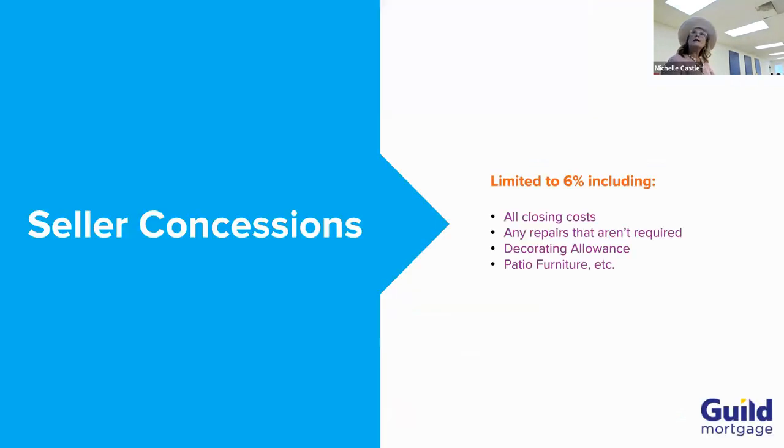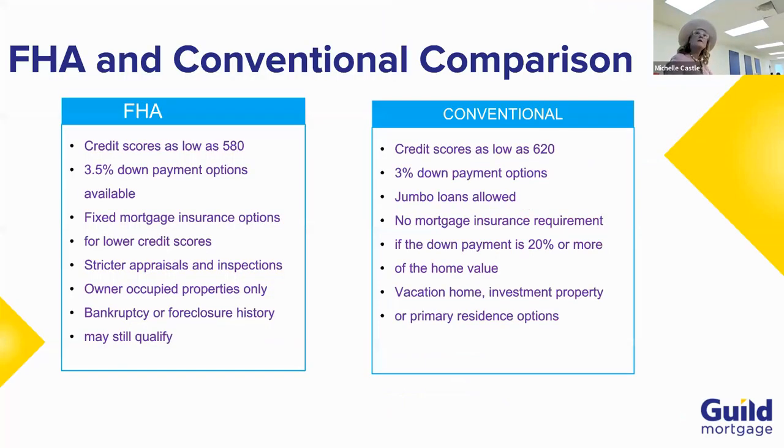Seller concessions on an FHA loan are capped at 6%. We're not really seeing any of those. 6% is $12,000, and we don't see that many contracts written with that much concession right now, but it is possible. Just an overview, the comparison, because we get asked a lot: what is the difference between a conventional and an FHA loan? Well, here you go.